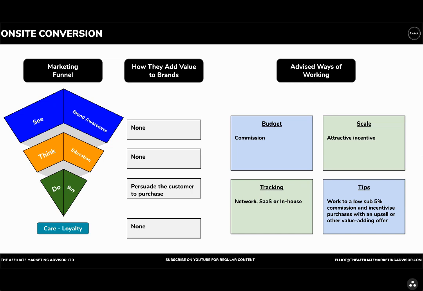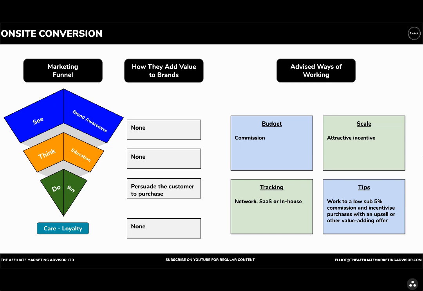They can work on a commission-only basis. Again, if I just jump to tips, you can pay them a really low CPA, given it just sits on your website. You can pay them less than 5%. And in terms of scale, an attractive incentive.